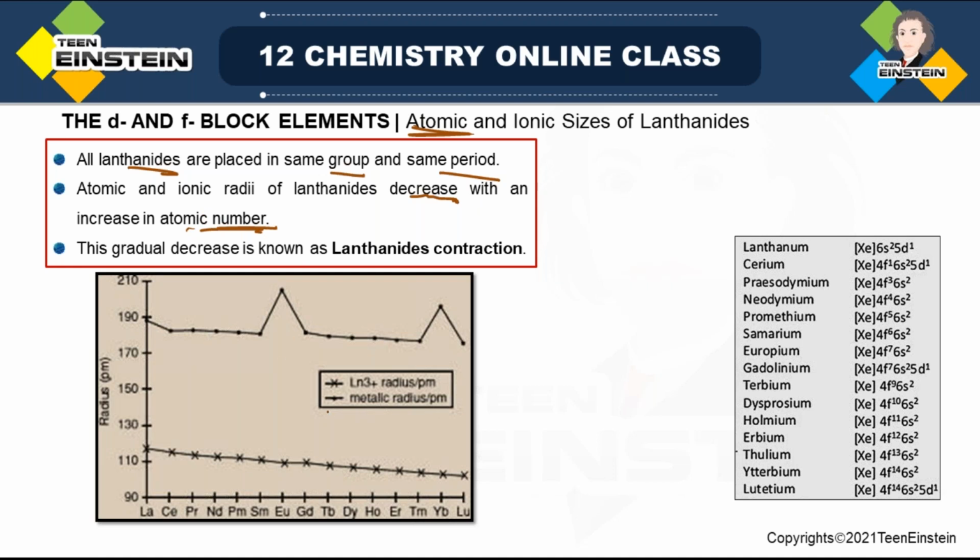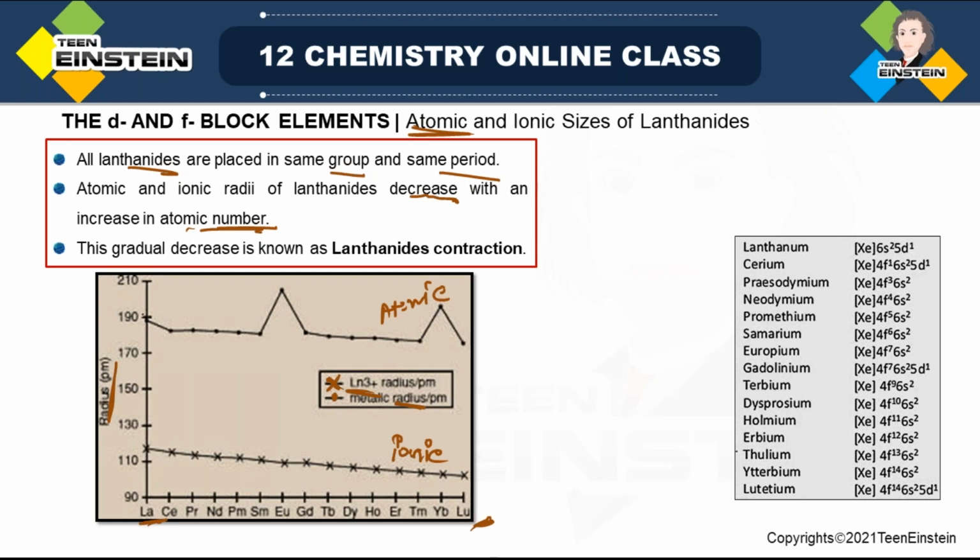Here this dotted line is the metallic radius, which you can also call the atomic radius. And the crossed line is for the Ln3+ state. So this is the ionic radius. So this line is the ionic radius and this is the atomic radius. Now it is very easy to understand. See, radius is given in picometer unit on the y-axis, and on the x-axis we have all these elements with increasing atomic number.